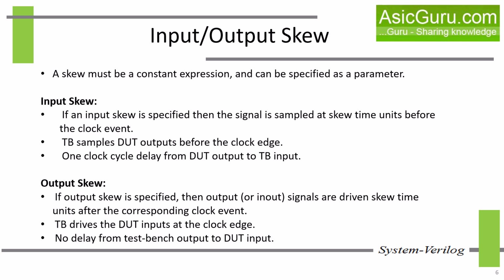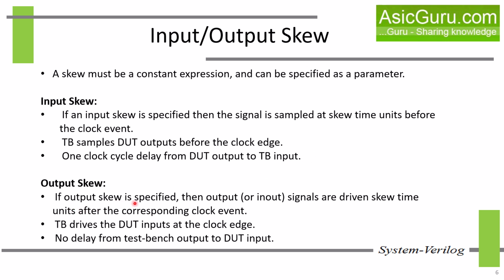So now let's understand the concept of input and output skews in clocking blocks, because applying skews correctly is very important: it ensures proper synchronization and avoids race conditions in simulation. Firstly, note that skew must be a constant expression and it can even be set as a parameter. When input skew is specified, it means the signal is sampled at skew time units before the clock event. So the test bench samples the DUT output before the clock edge, before the rising or falling edge of the clock, whatever event you specify. So effectively there is only one cycle delay from DUT output to the test bench input, and thus it allows safe sampling.